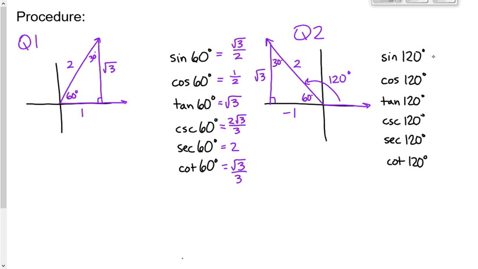So sine, opposite over hypotenuse, square root 3 over 2. Cosine, adjacent over hypotenuse, negative 1/2. Tangent, opposite over adjacent, square root 3 over negative 1, so that's negative square root 3. Cosecant, hypotenuse over opposite, that would be 2 over square root 3. Rationalize it, and you get 2 square root 3 over 3. Secant, that would be hypotenuse over adjacent, 2 over negative 1, so that's negative 2. And cotangent, that would be adjacent over opposite, negative 1 over square root 3. Rationalize it, and you get negative square root 3 over 3.